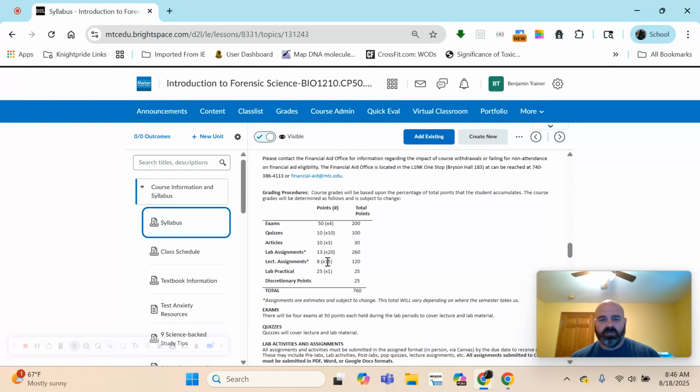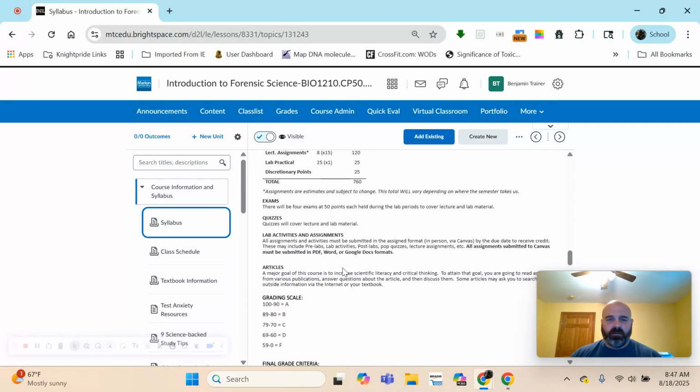Lab practical is 25 points. I'll talk more about that as we get to that point. And then discretionary points, 25. I don't know if that's enough. There are a couple opportunities for some extra credit points here and there, but there aren't very many. I'll be very honest with you. So you want to kind of keep that in mind as we're going through. Try to get as many points as you can on all of our assignments, and you should be pretty good.